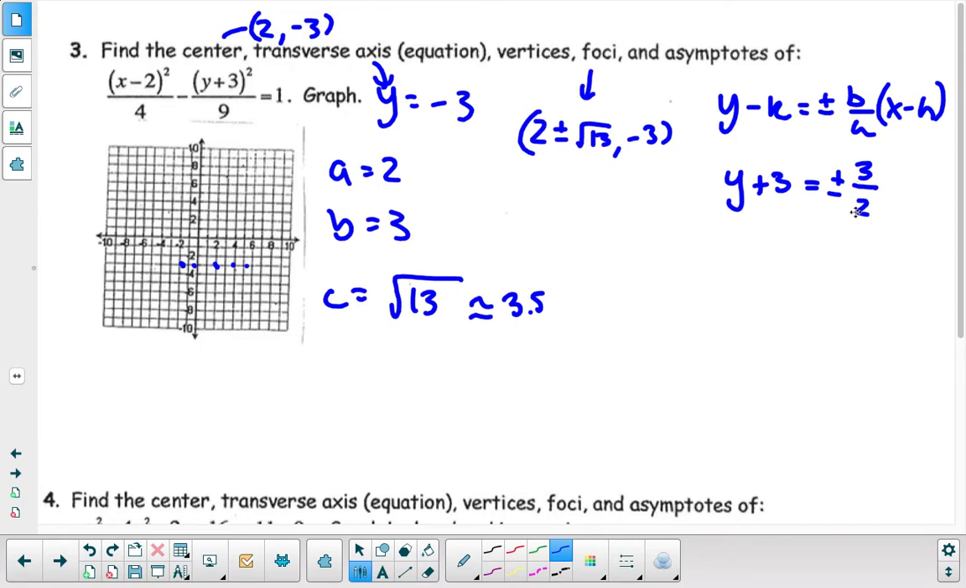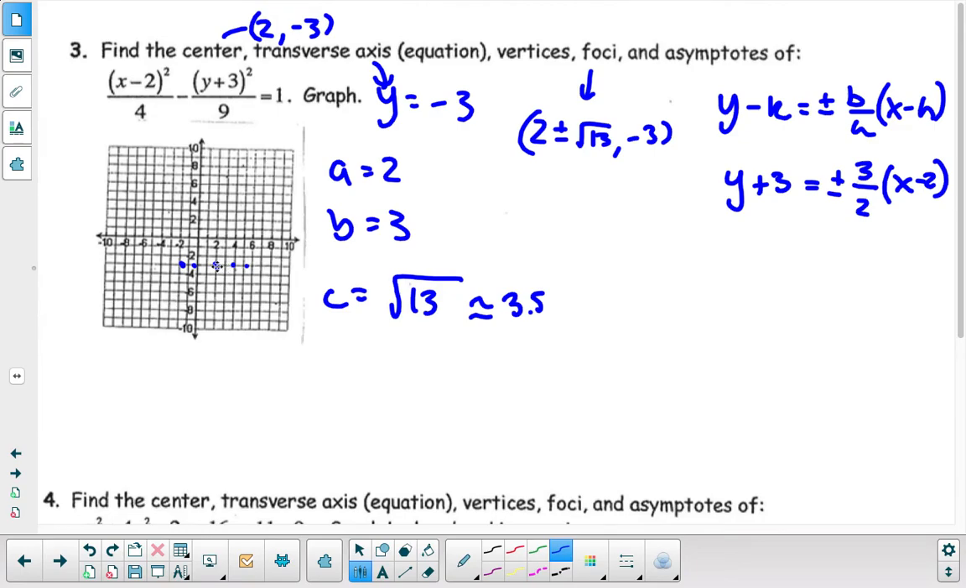Another mistake, catching them. Okay, good thing I did it first. Doesn't always happen, everybody. Sometimes I do it without going through a practice round. Okay, so 3 over 2 times x minus 2 is going to be our equation. The x minus 2, y plus 3 just tells you it's going to go through the center. You don't have to have it in terms of y equals mx plus b. It kind of makes it more confusing if you do.